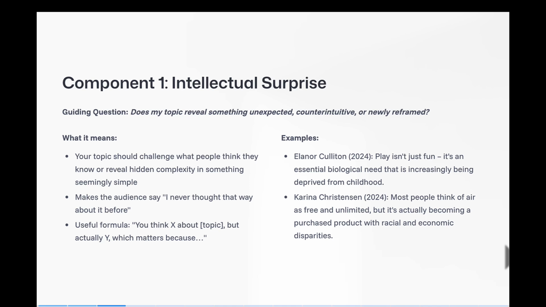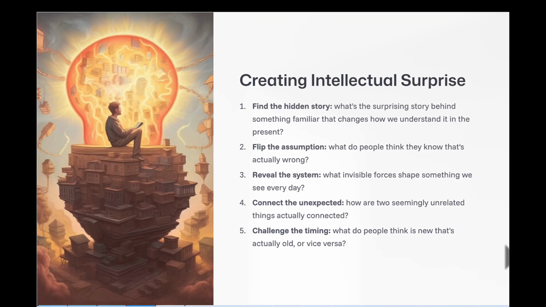Another example I put here was a 2024 speech. This one was about air. And again, if you told me you were going to give me a speech about air, I'm rolling my eyes. But this speaker did a really good job of making it clear that, yeah, we think of air as being free and unlimited, but actually it's becoming a purchased product. It's becoming a commodity, and it has racial and economic disparity implications. Really interesting. So that intellectual surprise, changing the way I'm thinking about something, is a very important part of informative speech.